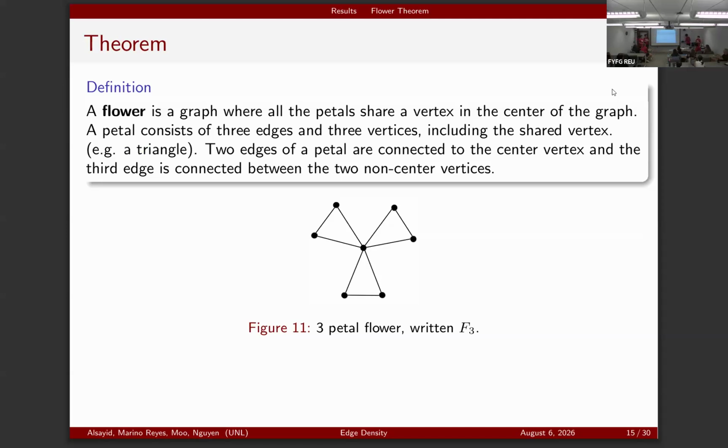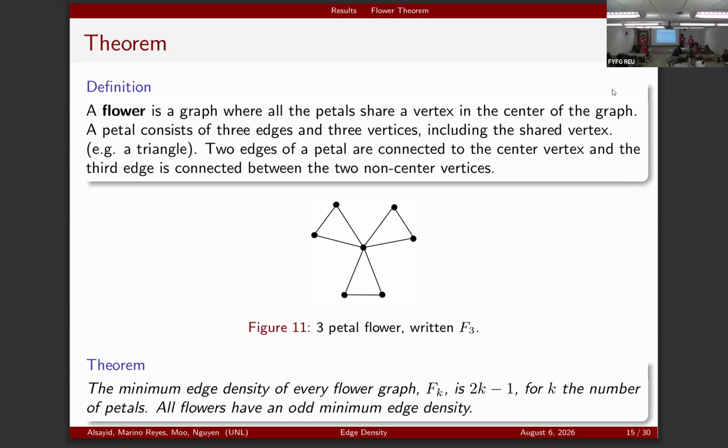The petal consists of 3 edges and 3 vertices, including the shared vertex. 2 edges of the petal are connected to the center vertex, while the third is connected between the 2 non-center vertices. This is an example of a 3-petal flower, which we denote as F3.